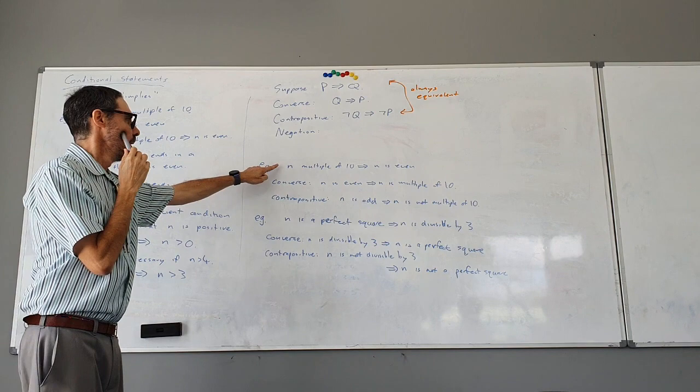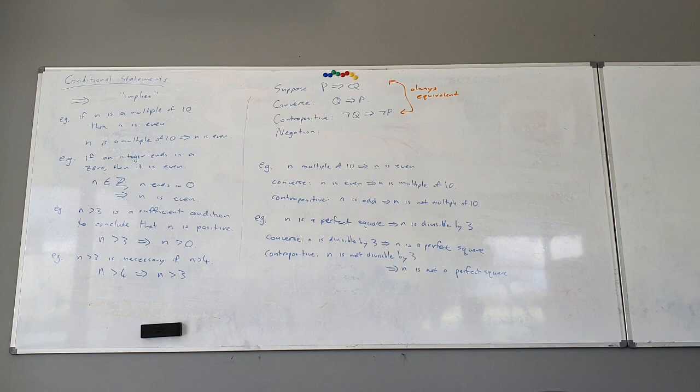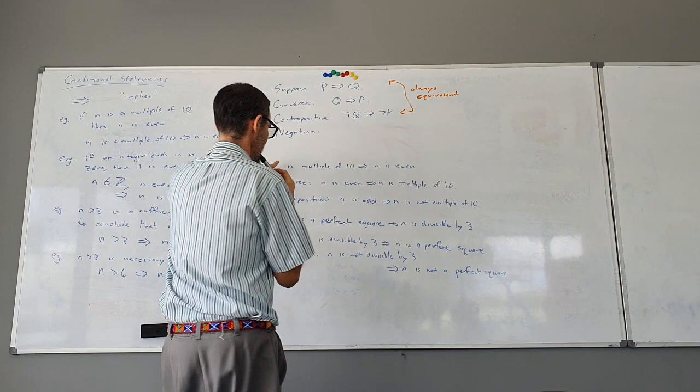N is a multiple of 10 implies N is even. What's the negation of this statement? What's a way of saying the opposite of that? Could you just swap one of them to be the opposite? Like if N is a multiple of 10, then N is odd. Say that again. N is a multiple of 10 implies N is odd.